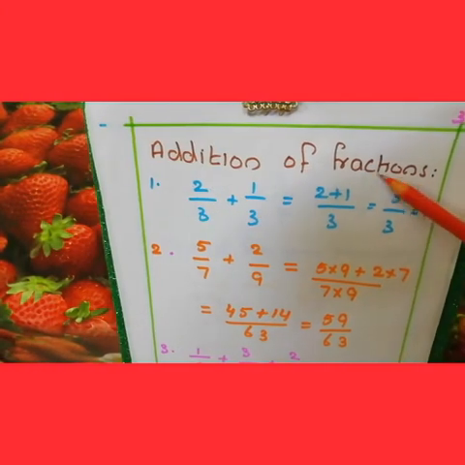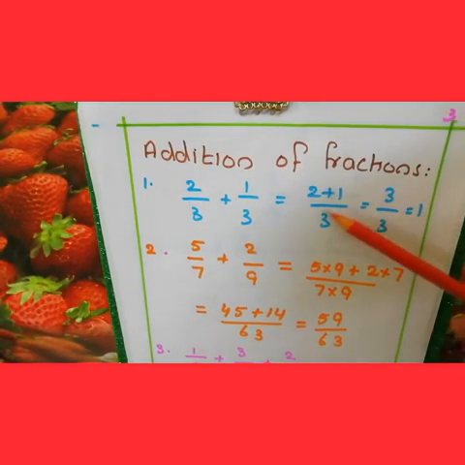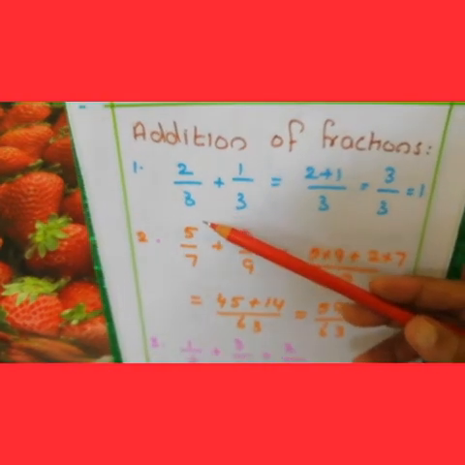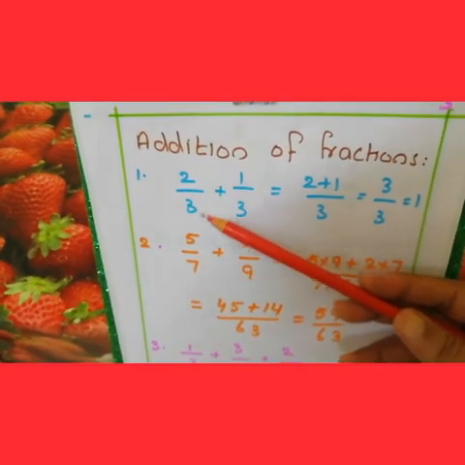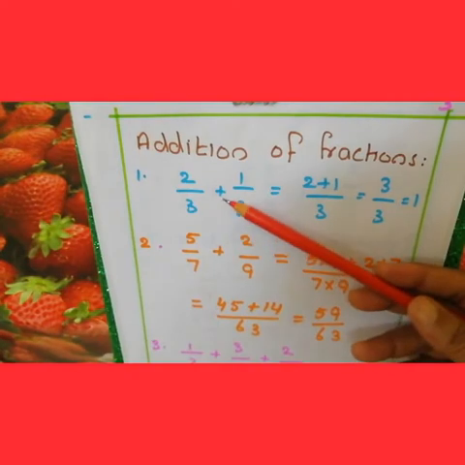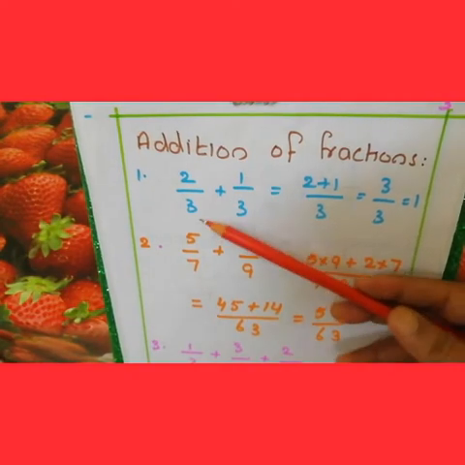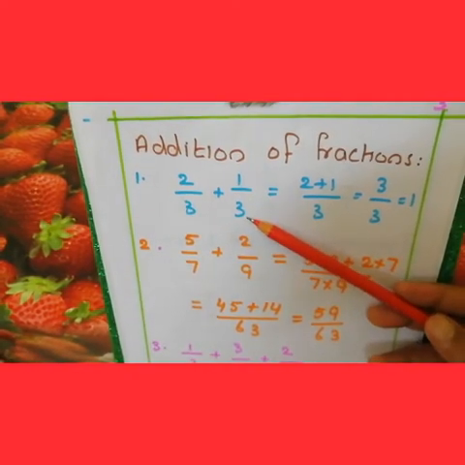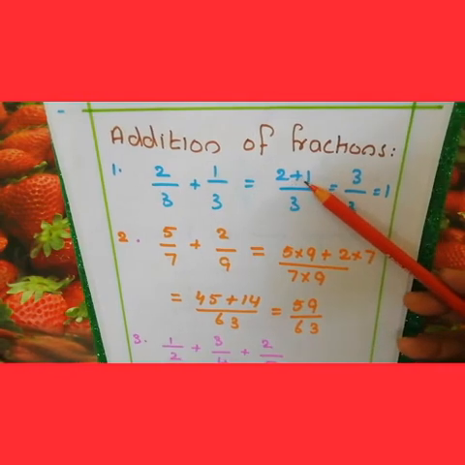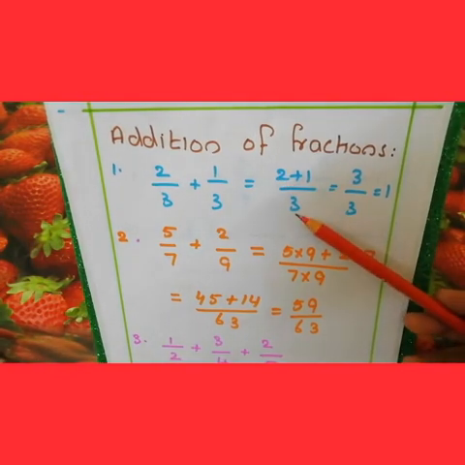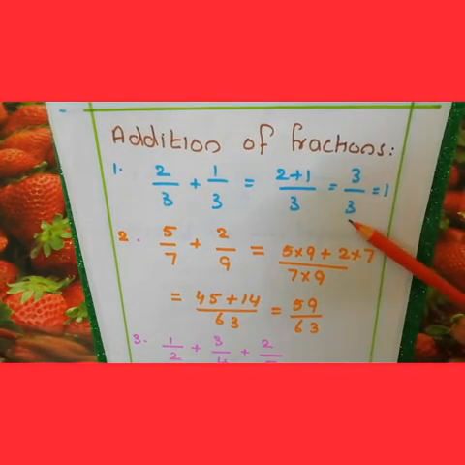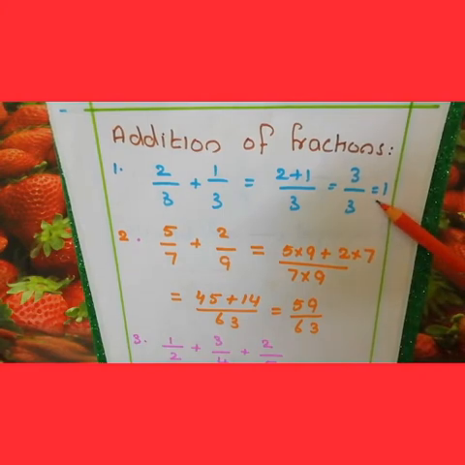Next is addition of fractions. For example, 2 divided by 3 plus 1 divided by 3. In this case, the denominator is the same. So just add the numerators. So here 2 plus 1 divided by 3, which is equal to 3 by 3. You know that 3 by 3 is equal to 1.